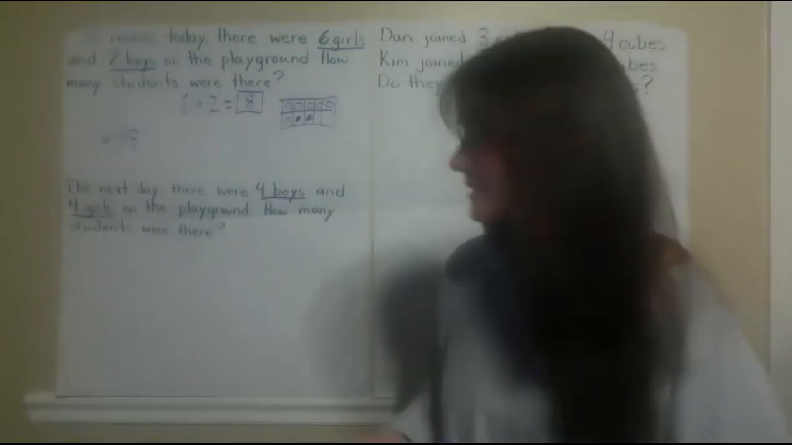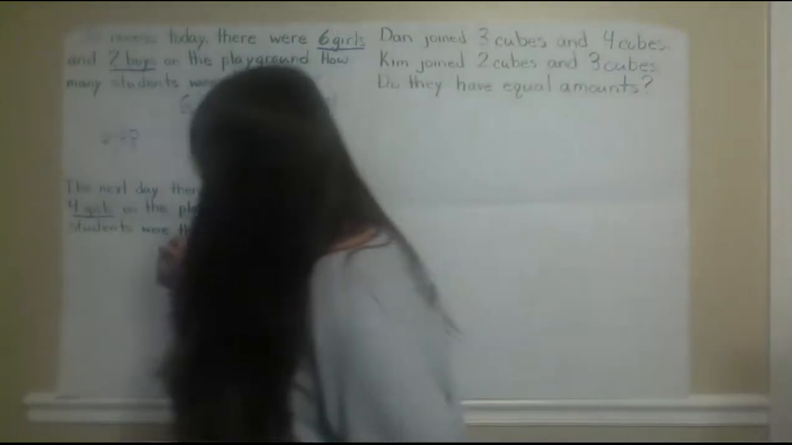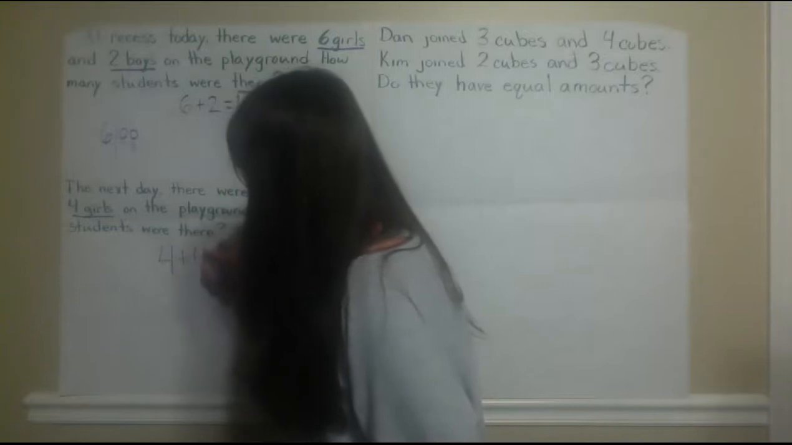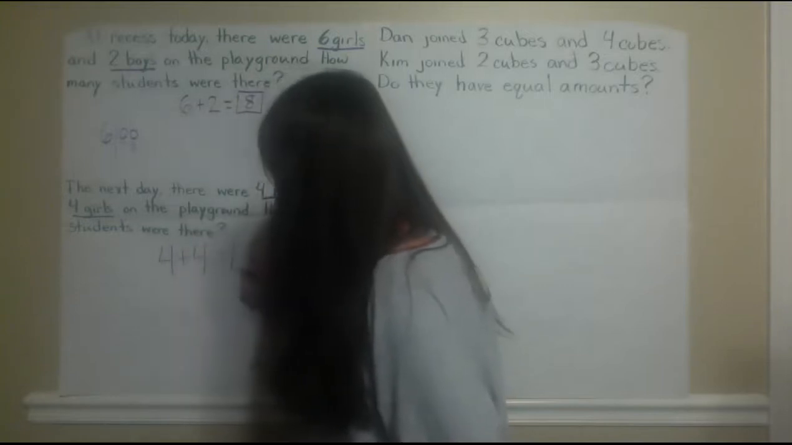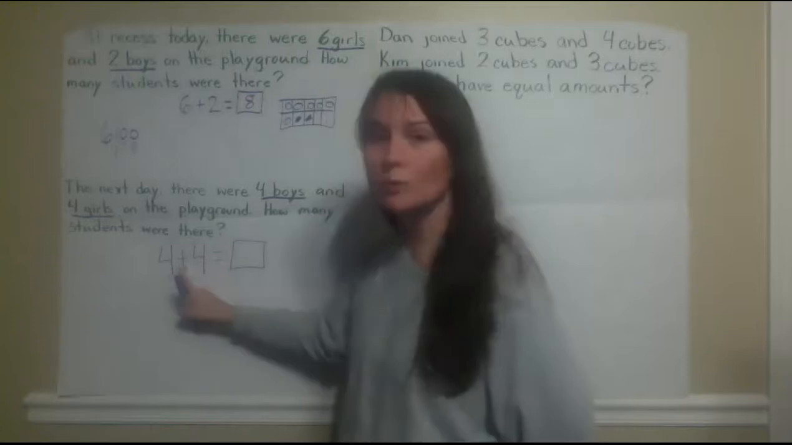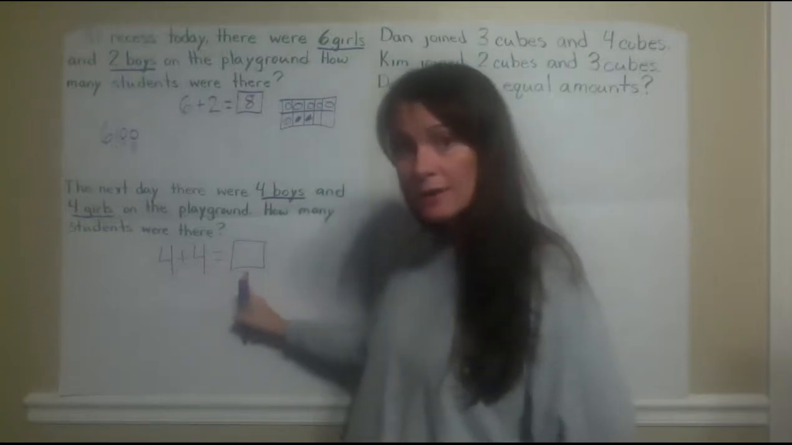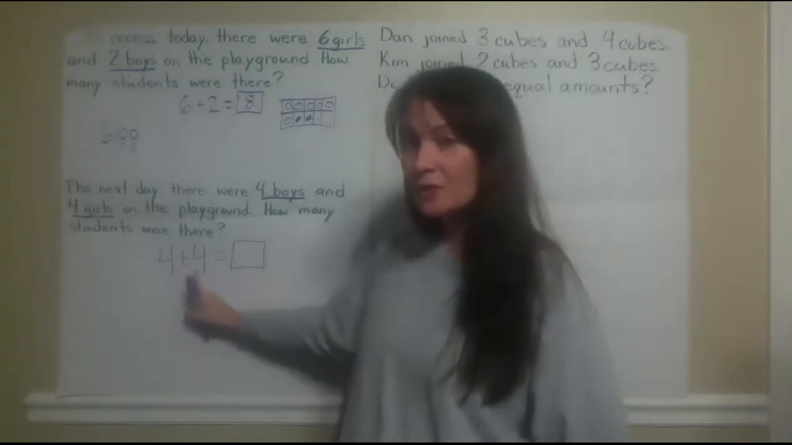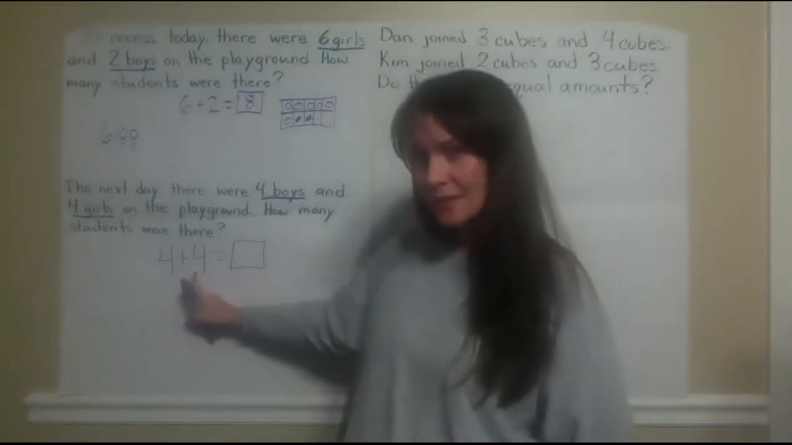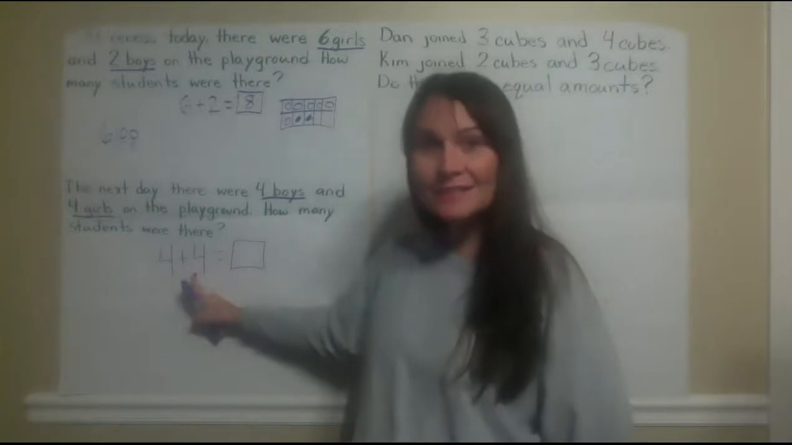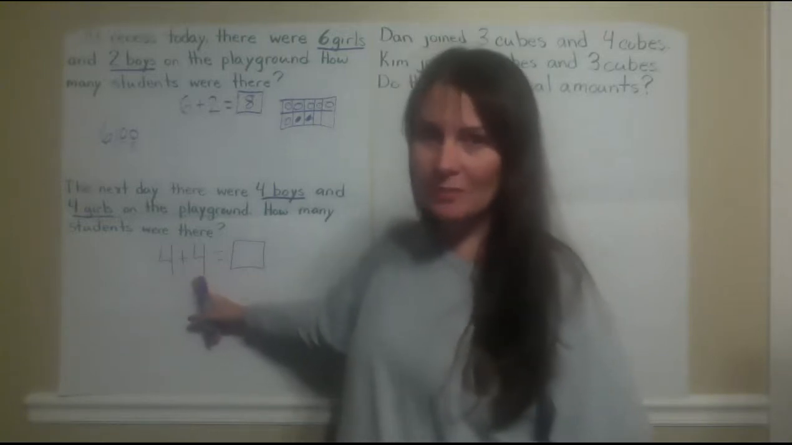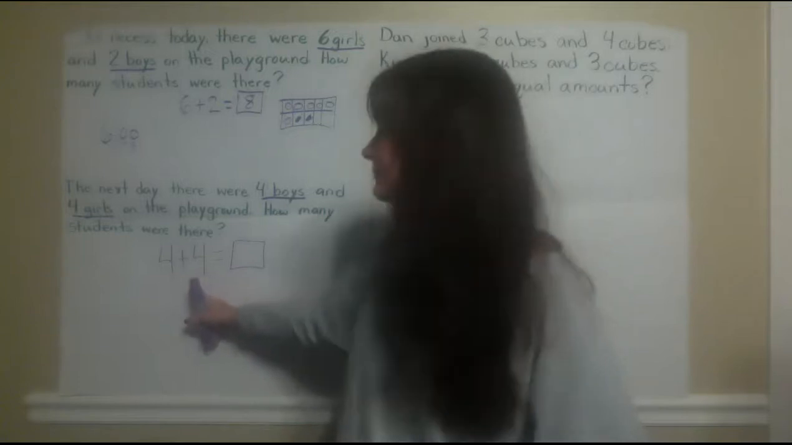Great thinking, guys. So if I had 4 boys and 4 girls, my equation would be 4 plus 4 equals box. I noticed something tricky about this equation. Do you see it? That's right, it's a doubles fact. Most of us know our doubles facts, but let's go ahead and show a model just in case.